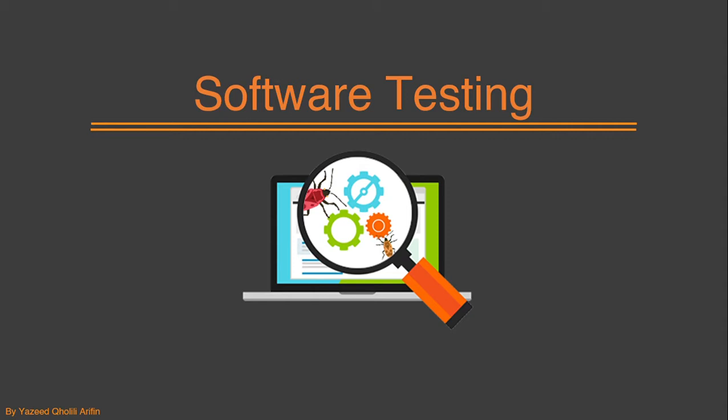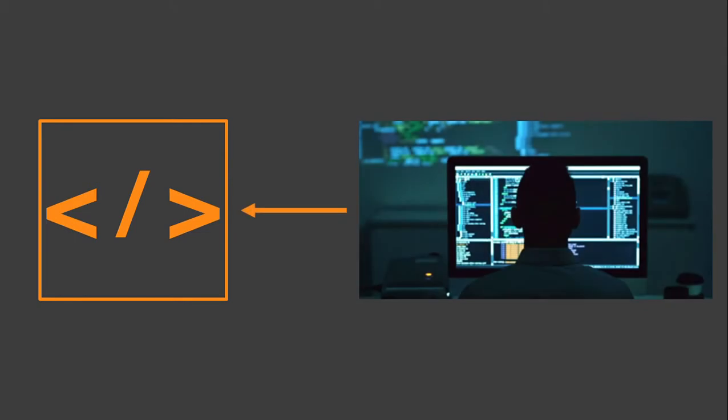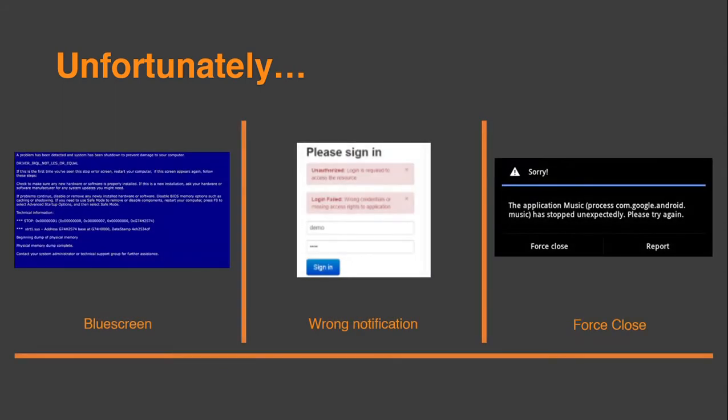Recently, the world of technology is developing so fast, especially in software technology. There are so many software products around the world developed by so many people with many backgrounds. Unfortunately, in some cases there are unexpected results that appear inside their programs, such as blue screens, wrong notification systems, force calls, and many more.